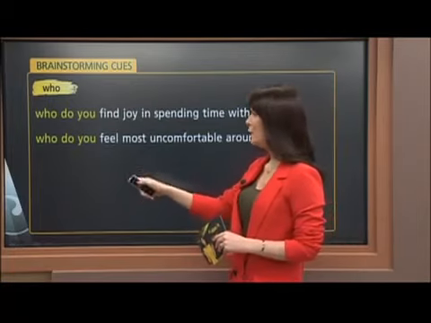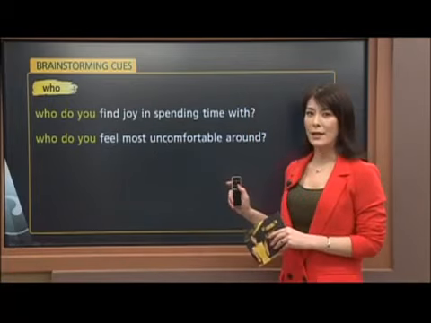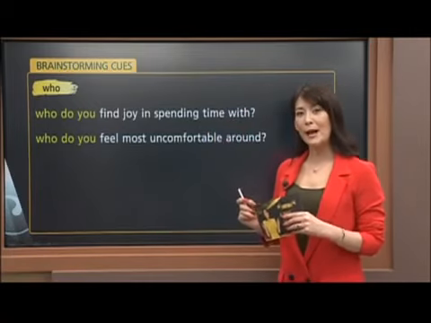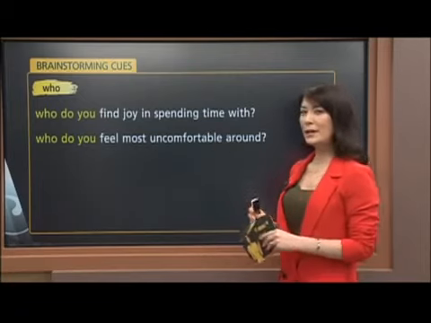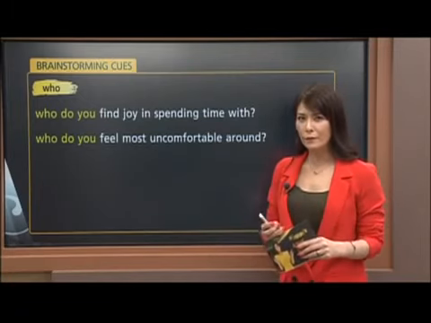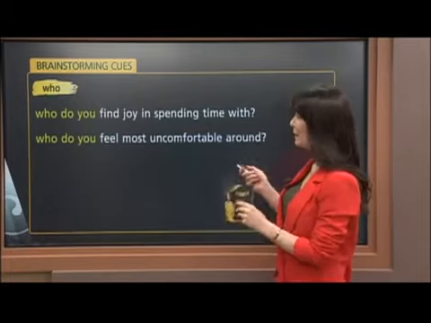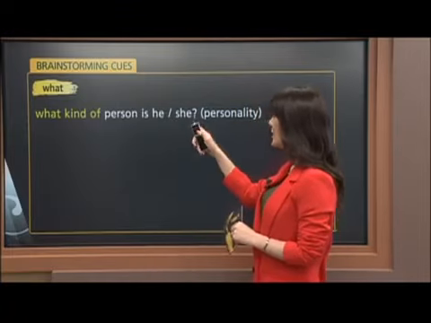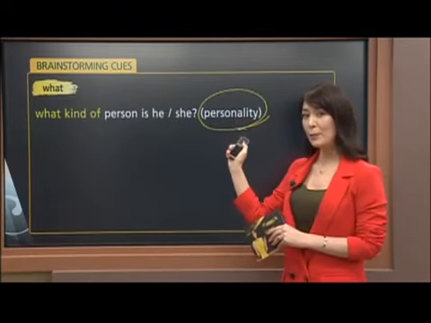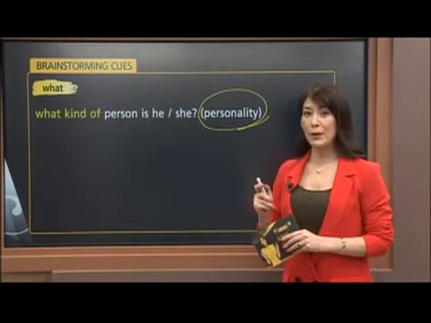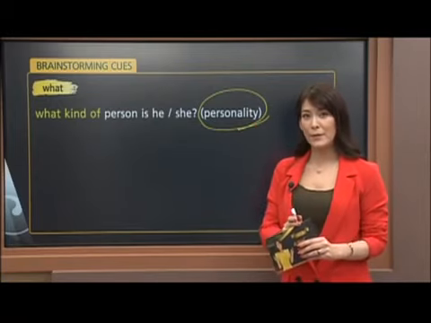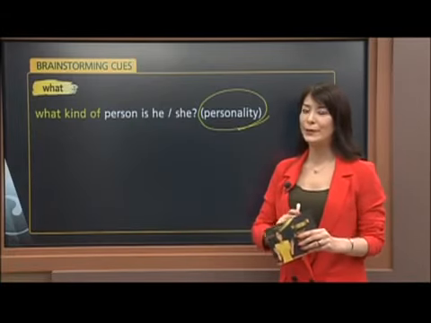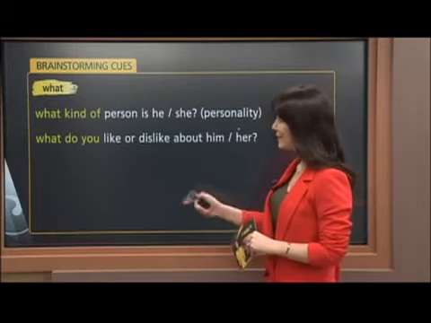Also, who do you feel most uncomfortable around? So these two are the very opposite. The first one is, who do you feel the happiest with? And the second question will be, who do you feel the most uncomfortable to be with? Okay, so think about these people. Also, what kind of person is he or she? We're, of course, talking about personality. So think about this person's personality. The personality of the person you like to be around and the personality of the person you don't feel comfortable around. Let's move on to our next what.